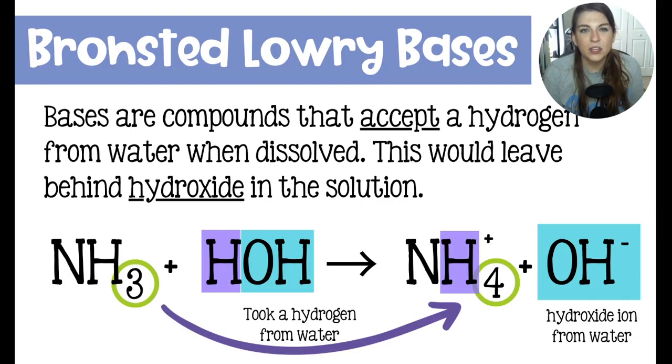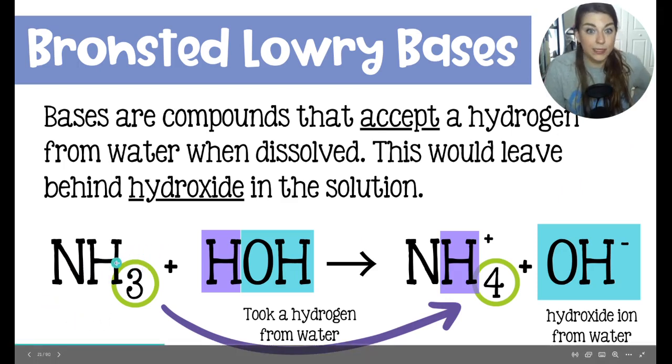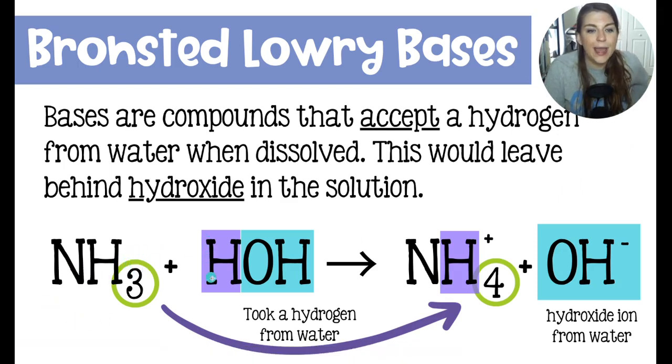The Bronsted Lowry theory describes bases as any compound that will accept a hydrogen from water when the substance is dissolved. Looking at this example, NH3 is ammonia. It is going to take the hydrogen from water, which we're rewriting as HOH so that we can see it nicely. It becomes NH4, and the leftovers are hydroxide, which comes from water. So, according to the Bronsted Lowry theory, this makes NH3 a base.